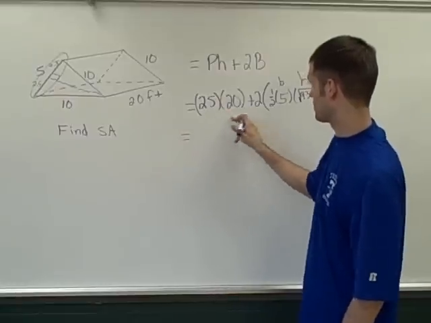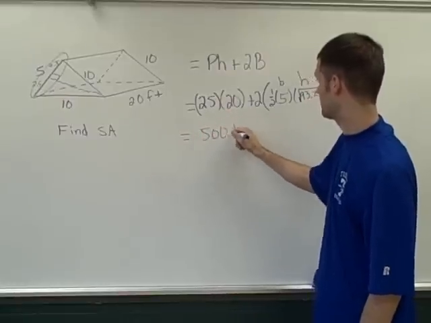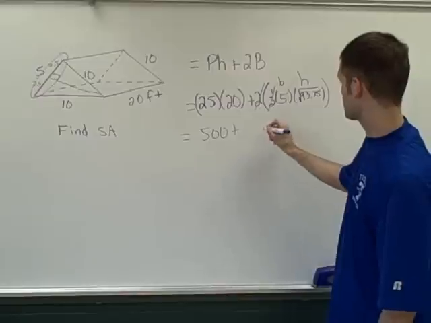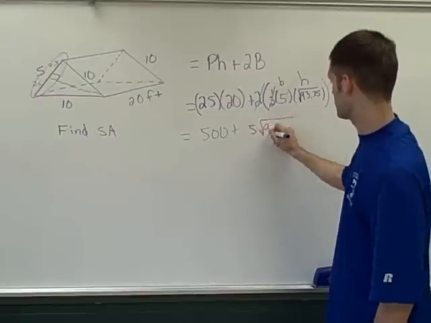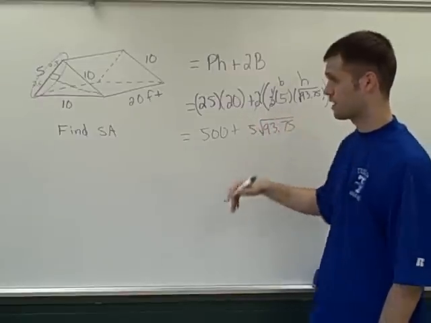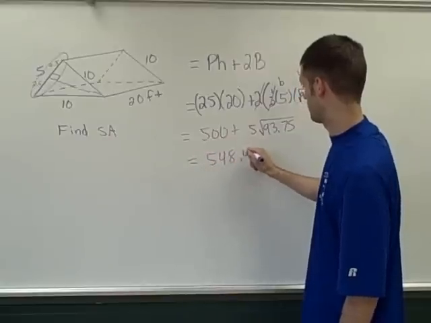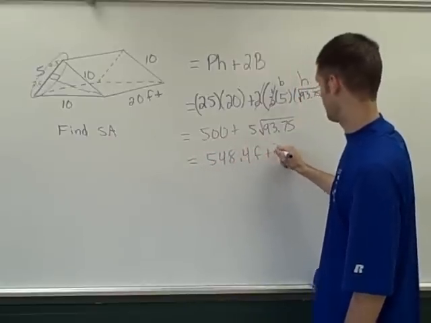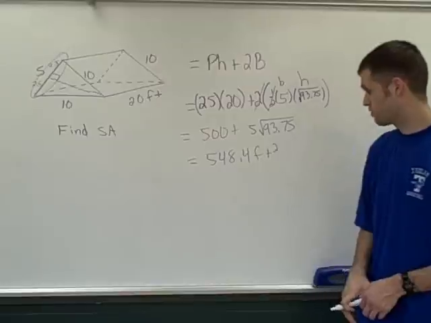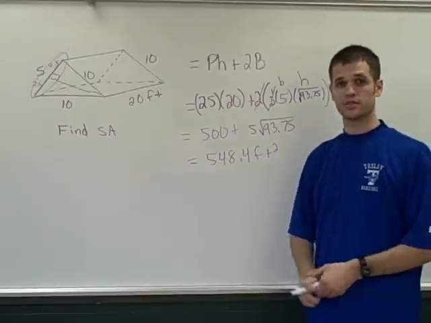Well, this part's relatively easy here, 500. Half of the 2 cancels, so it's going to be 5 times the square root of 93.75. And running that through the calculator, 548.4 feet squared is the surface area.